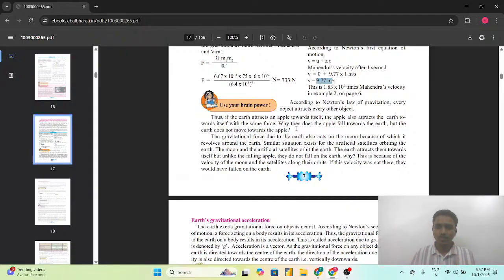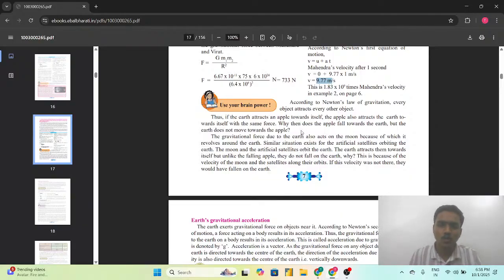यहाँ पर एक बढ़िया क्वेश्चन पूछा गया है कि अगर अर्थ एप्पल को उसके सेंटर की ओर अट्रैक्ट करता है, तो क्या एप्पल भी अर्थ को अट्रैक्ट करता होगा? अगर जो फोर्स से अर्थ एप्पल को अपने सेंटर के टूवर्ड्स अट्रैक्ट कर रही है, क्या एप्पल भी अर्थ को उसी फोर्स से अपनी तरफ अट्रैक्ट कर रहा है? Why then does the apple fall towards the earth? यानी एप्पल ही क्यों अर्थ के ऊपर गिरता है? अर्थ क्यों नहीं चली गई एप्पल के ऊपर?